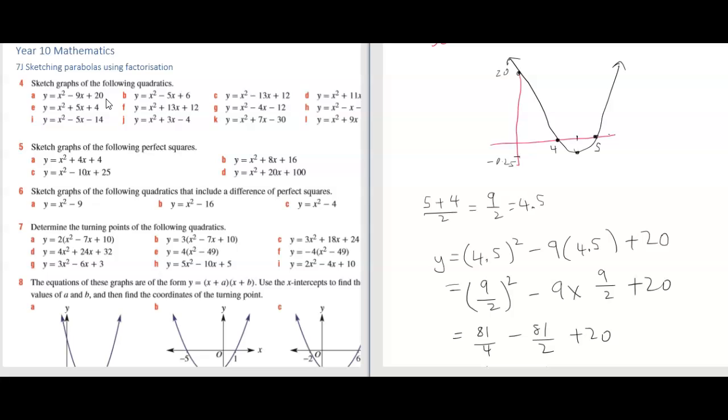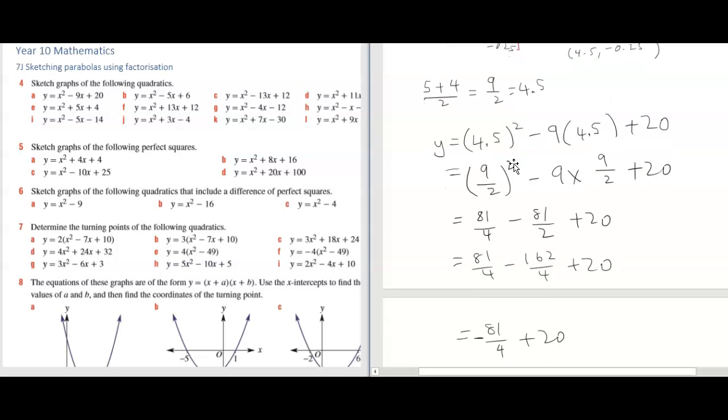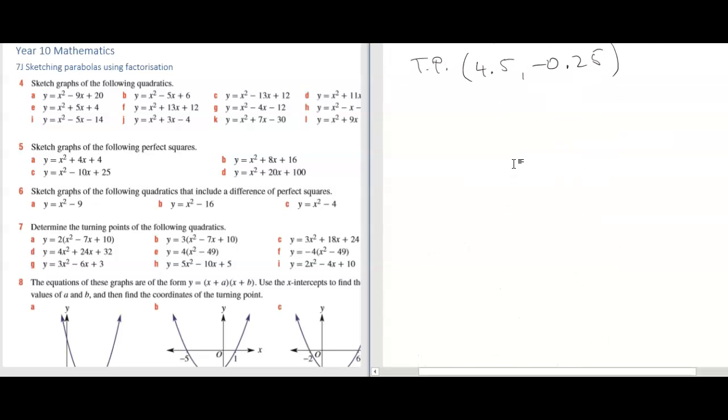And we've sketched it. So starting with finding your x-intercepts, finding the x-coordinate of the turning point, using that to find the y-coordinate. So remember that was 4.5, negative 0.25. And then your y-intercept, you let x equal 0, or it's just your constant. All right, let's do another one from question 4.